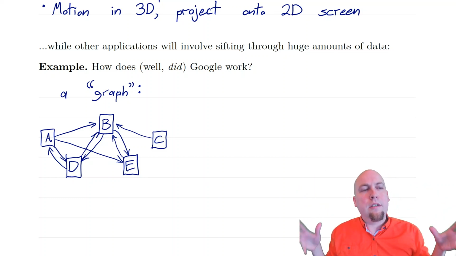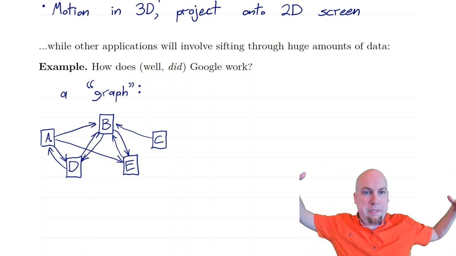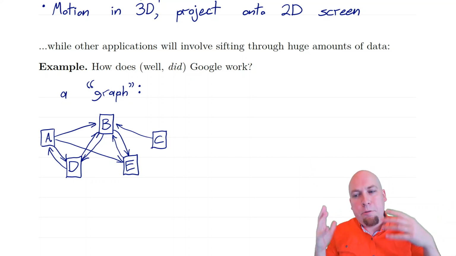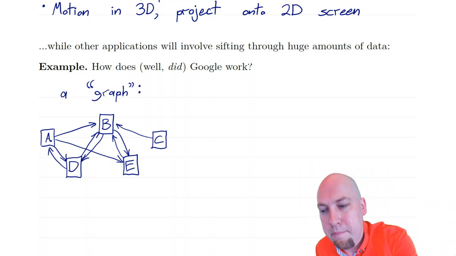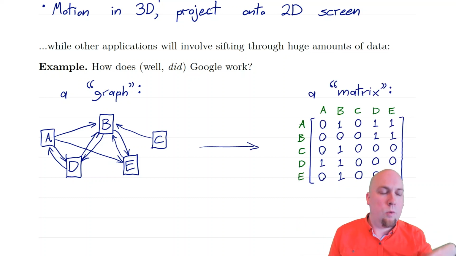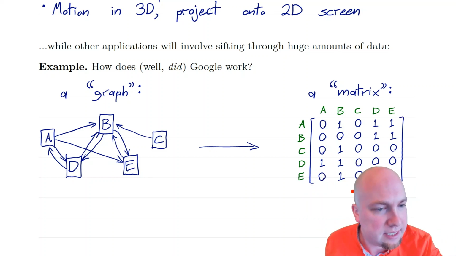Okay, so what Google did was they took this graph. It wasn't a graph with just 5 pages. It was a graph with billions of pages, right? Because there's tons of internet out there. And they represented it via something called a matrix. And a matrix is really nice. It's a linear algebraic object. Okay, and what it is, it's a 2-dimensional array of numbers, okay? So like this thing that we've got over here.